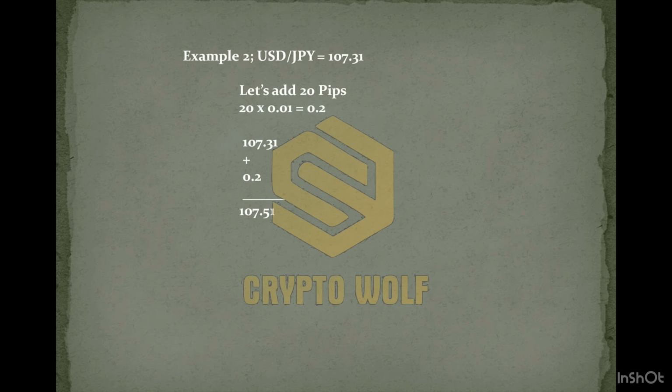Let's go to the next example. This is a two decimal unit pair. Example 2 is USD JPY, and for this example the price is 107.31. Now let's add 20 pips to this. You get 20 times 0.01, which is 0.2. Then 107.31 plus 0.2 gives us 107.51. So if we add 20 pips to the price of USD JPY, we'll get 107.51. That is how to add pips to your trade.